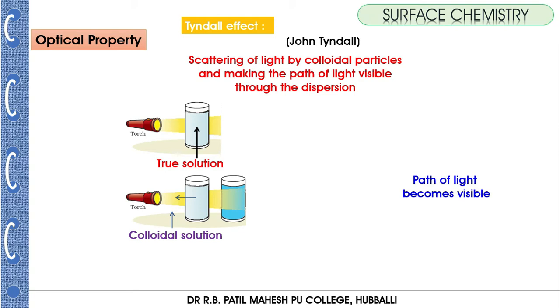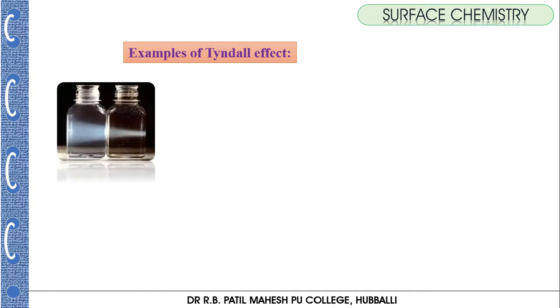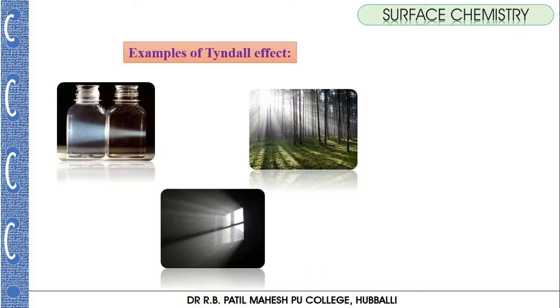Because of that scattering, what happens, students? The path of the light is going to be visible to us. And in the examples you can see here, when we pass the light through this colloidal solution, you can clearly see the path of light that is visible. Similarly, in the case of a forest, and even light passing through windows, and you might have seen in a cinema hall, when the light leaves the projector, that light is also visible to us. The path of the light is visible to us.